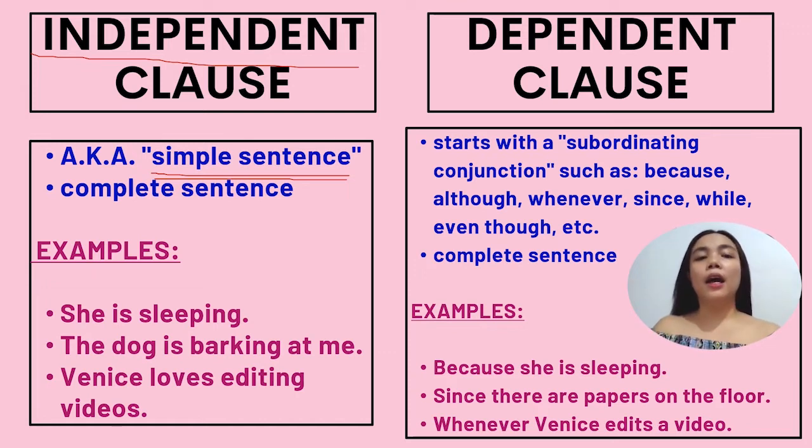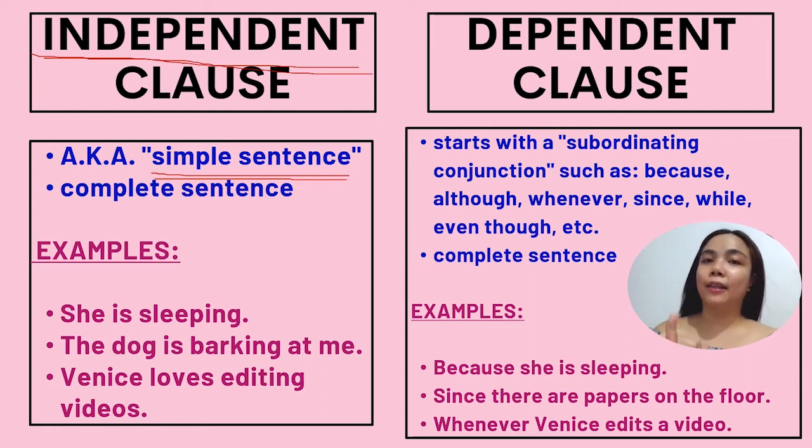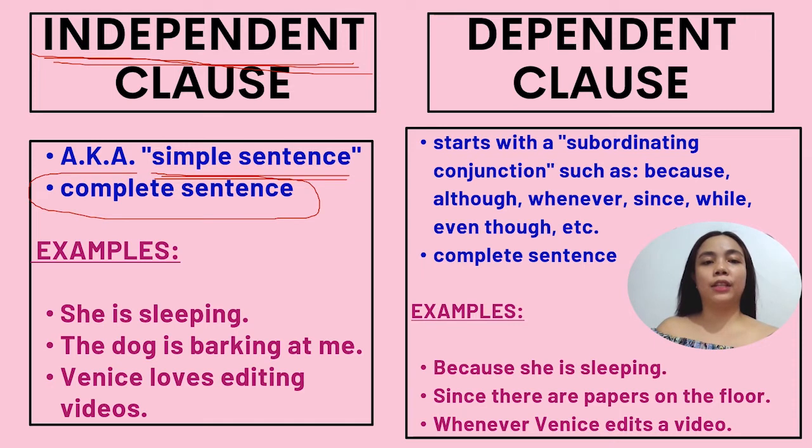When we say independent clause, yes, it has a subject and a verb. Another thing about an independent clause, it is considered a complete sentence. That's why it's also considered a simple sentence. When we say complete sentence, it has a complete thought. Let's have the examples below.